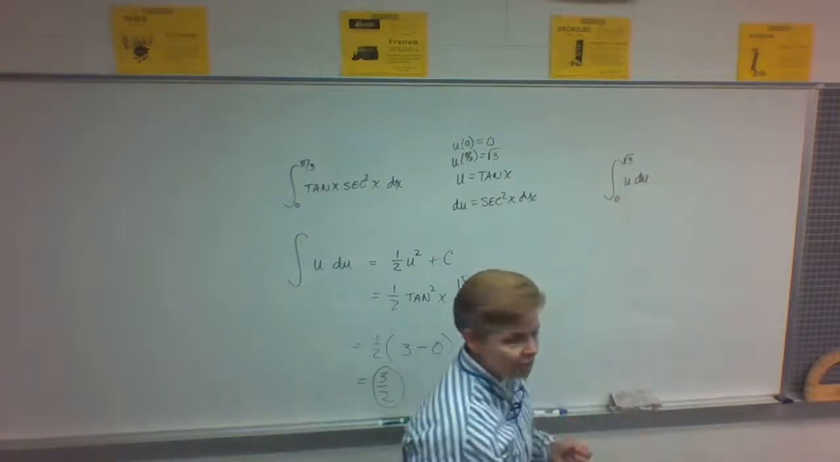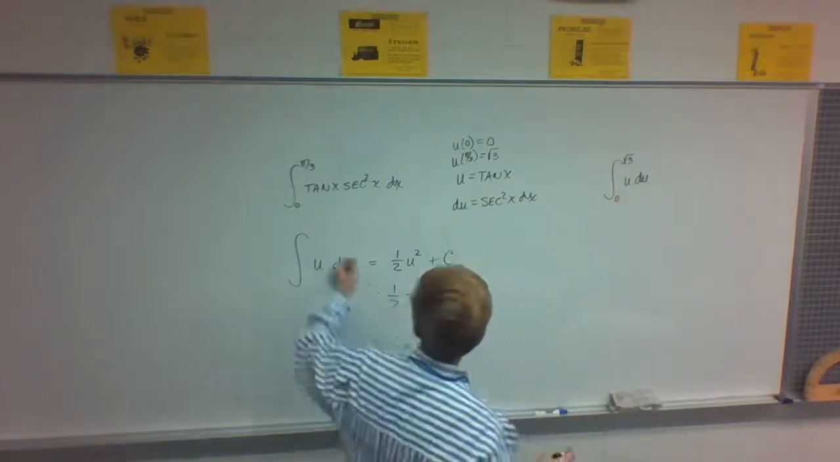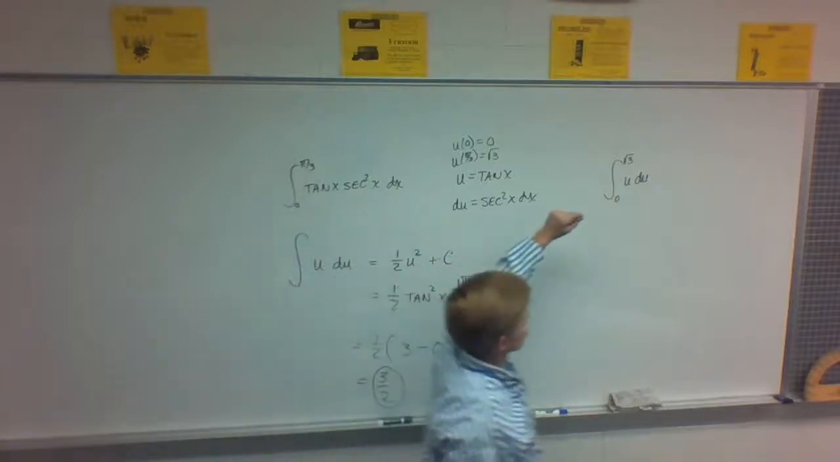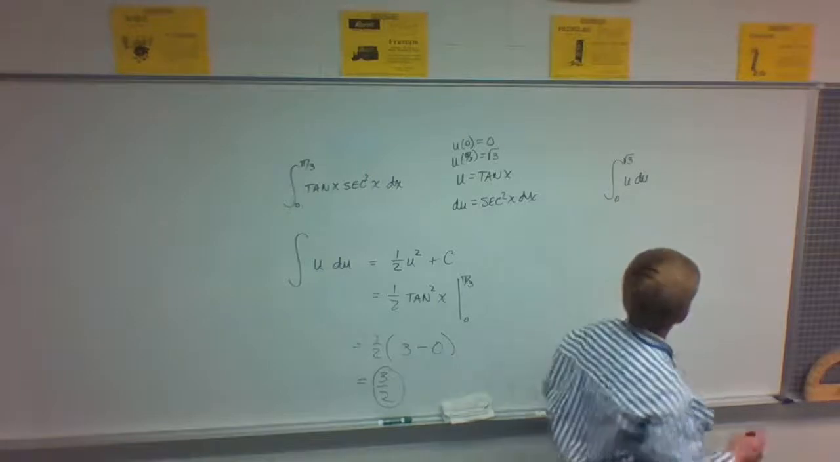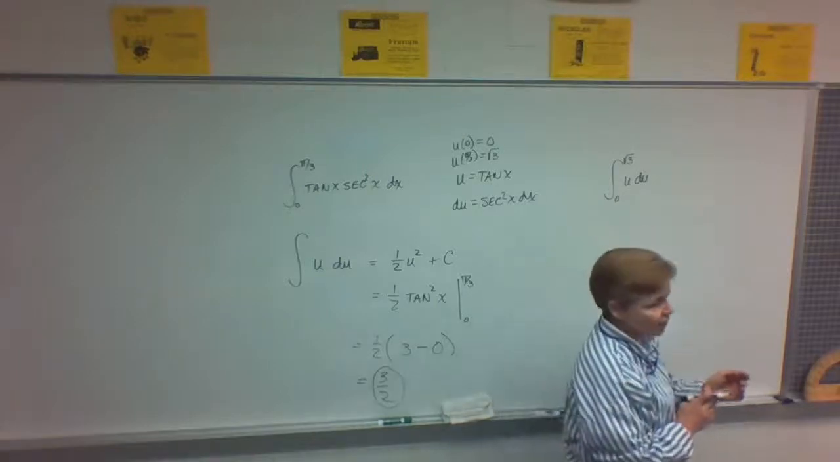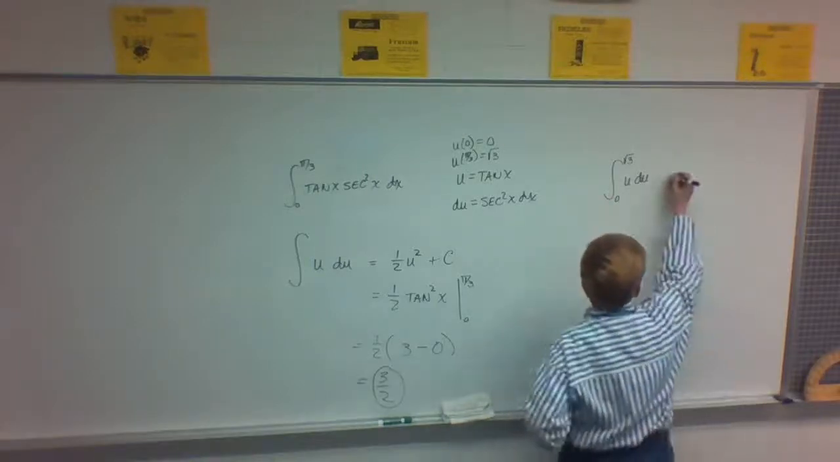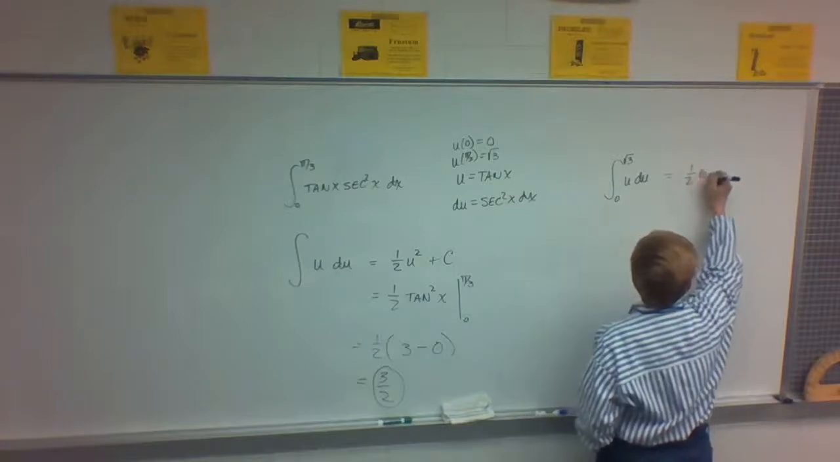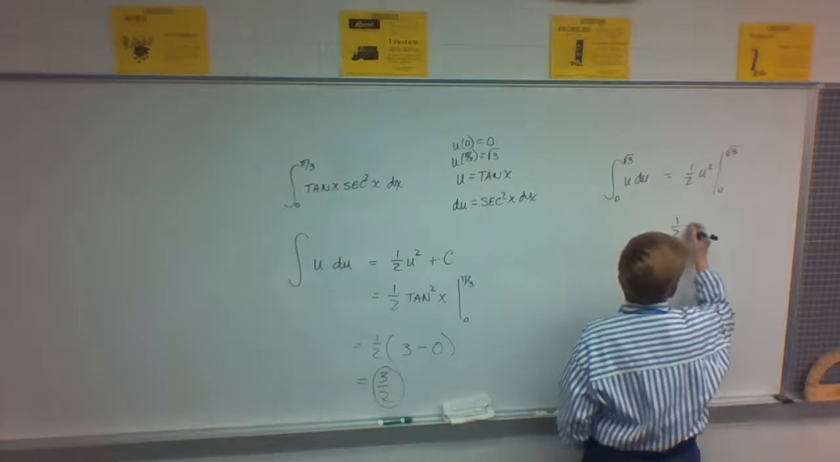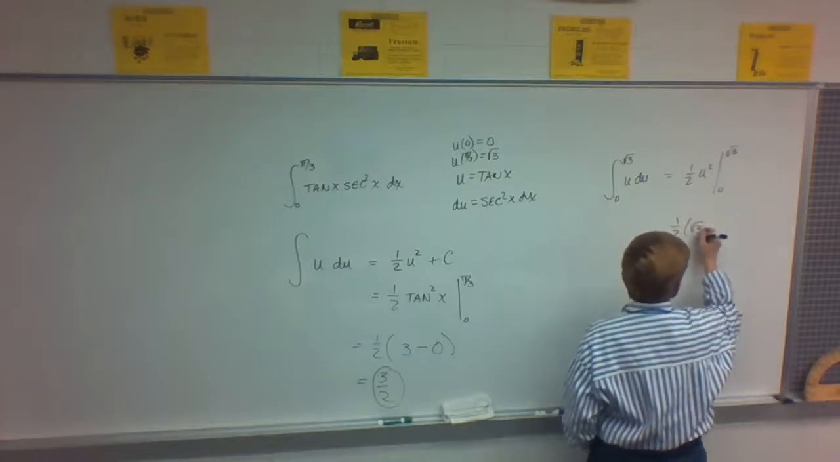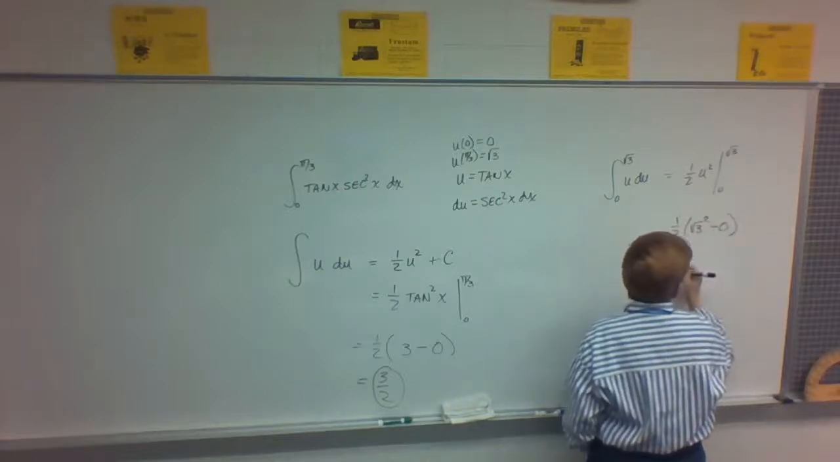That changes our limits of integration. You have to apply u to the original ones to come up with the replacements for the u substitution. Now we just integrate, and we never come back to x, since we changed the limits. So it's 1/2 u squared evaluated from 0 to root 3, which is 1/2 times root 3 squared minus 0, which is 3/2.